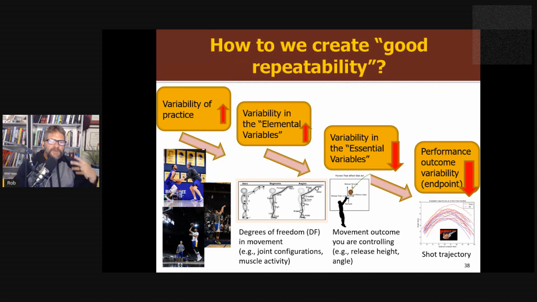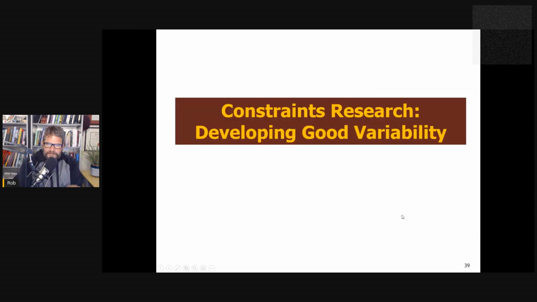So here we have repeatability in movement. Do we want repeatability in movement for a skill? Yes, but in the particular variables, right? Not in the exact movement of the joints and things like that. Things like release height and release angle, these essential variables. Okay, so that's some of the background, and I think the research is consistent.